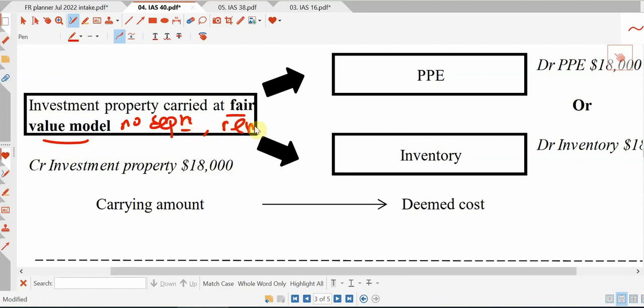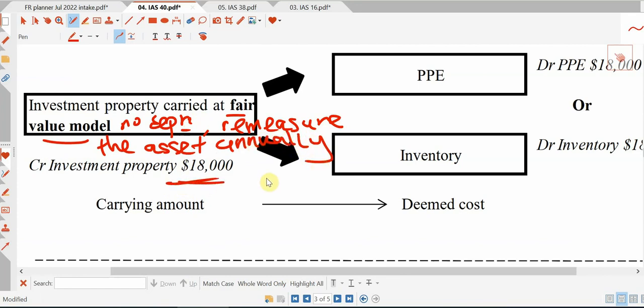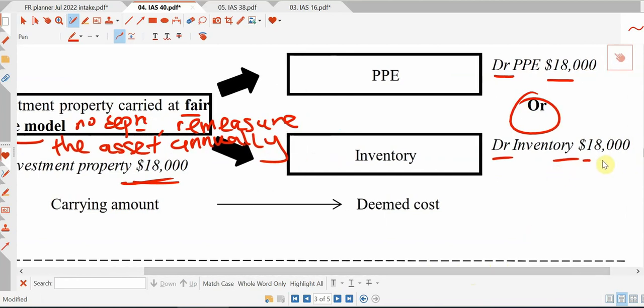And then we measure the asset annually. So that's why you see 18,000 here. It's the latest fair value we have. So we credit investment property 18,000 and debit PPE 18,000, or depending on the usage, debit the inventory also 18,000.